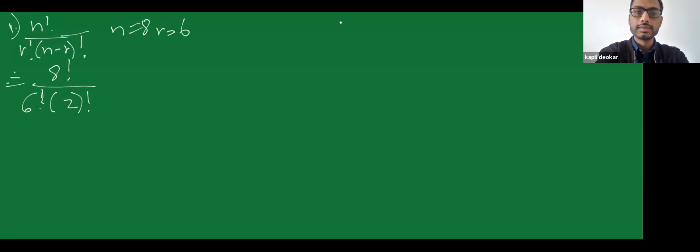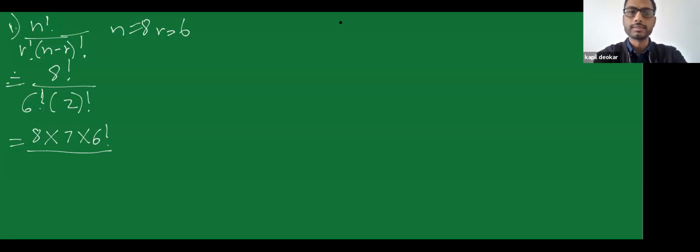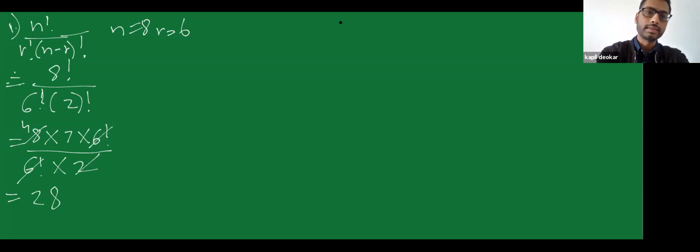Okay, so I'll reduce this further. 8 factorial can be written as 8 into 7 into 6 factorial. I'll reduce till 6 factorial, the reason being there is 6 factorial in my denominator so that I can cancel this. And what is 2 factorial? 2 factorial is 2 into 1, or I can write 2. 2 1s are 2, 2 4s are 8. So that is equal to 7 into 4, 28. So pretty straightforward question.